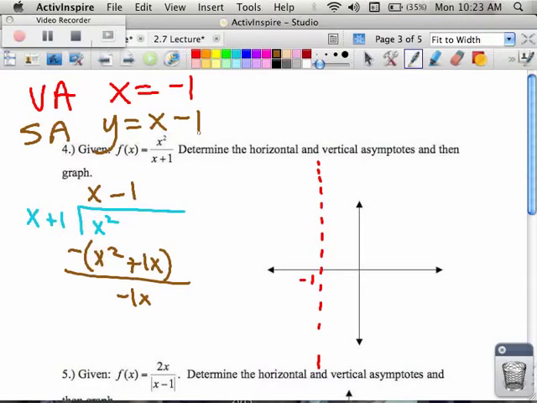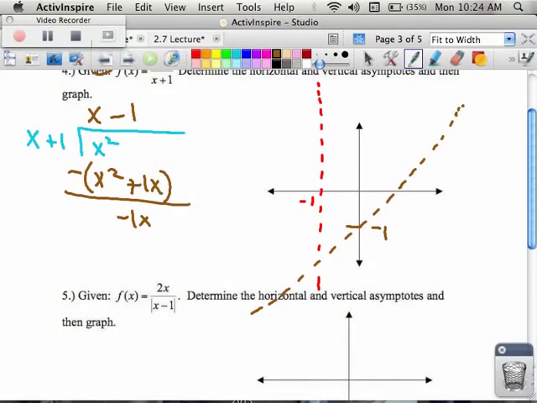So now I go with x minus 1 as my slant asymptote. Looks something like that. And if I were to graph this one, it would look like this. And you can do this later.